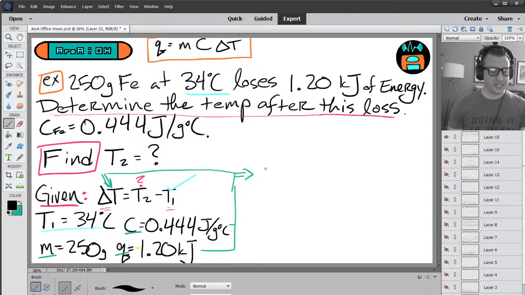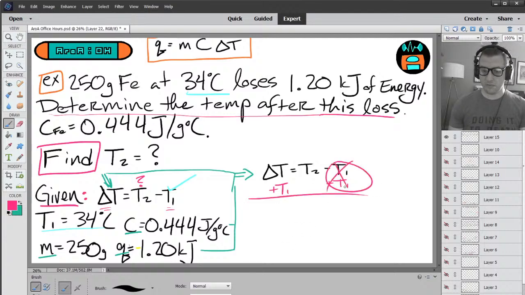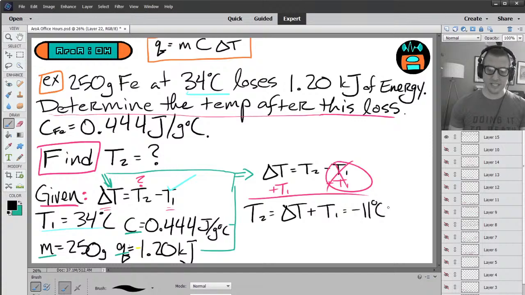All right, so let's take a look. Delta T is equal to T2 minus T1. To get T2 isolated on one side of this equation, we need to add our initial temperature to both sides. They'll cancel there, negative T1, positive T1 equals 0. So our final temperature is equal to our change in temperature plus our initial temperature. Now our change in temperature was negative 11 degrees Celsius, and our initial temperature was 34 degrees Celsius.